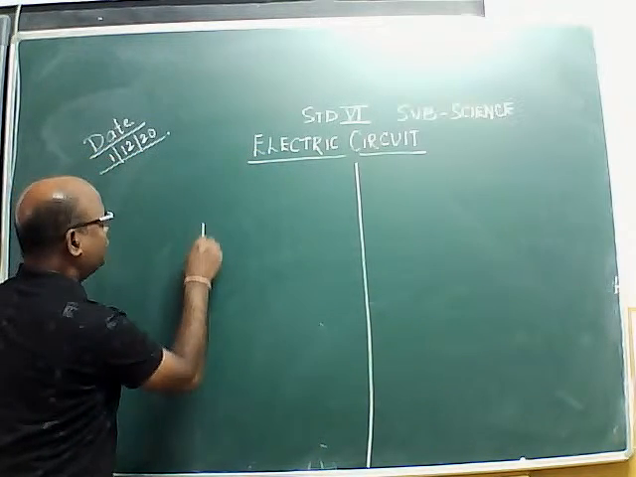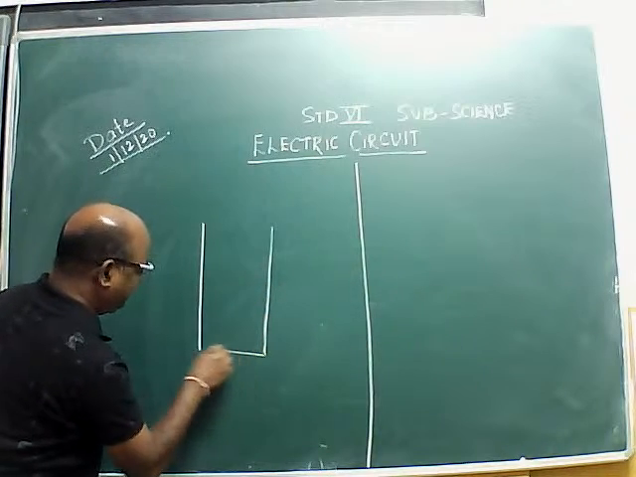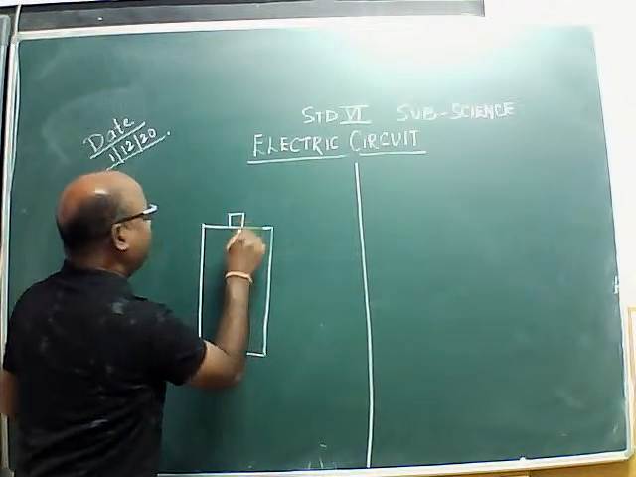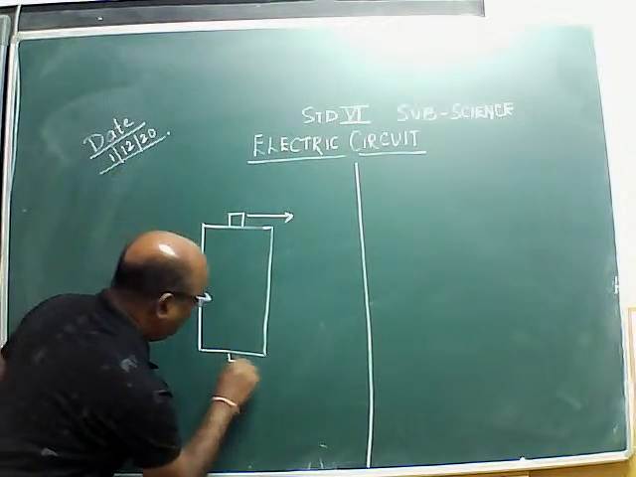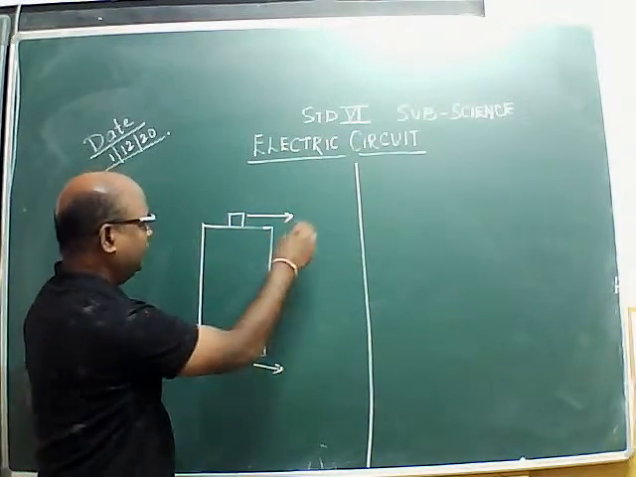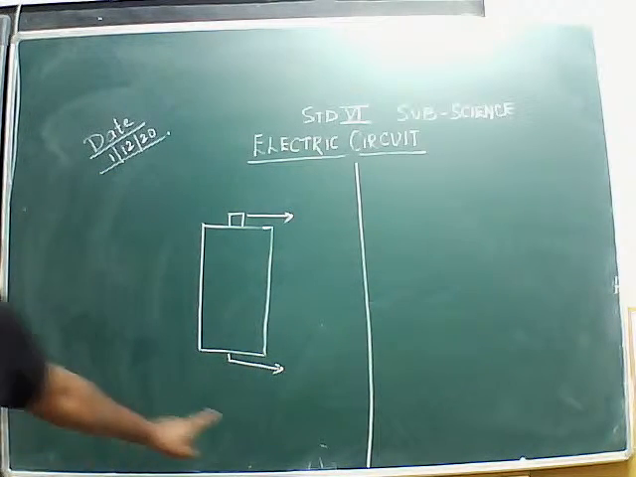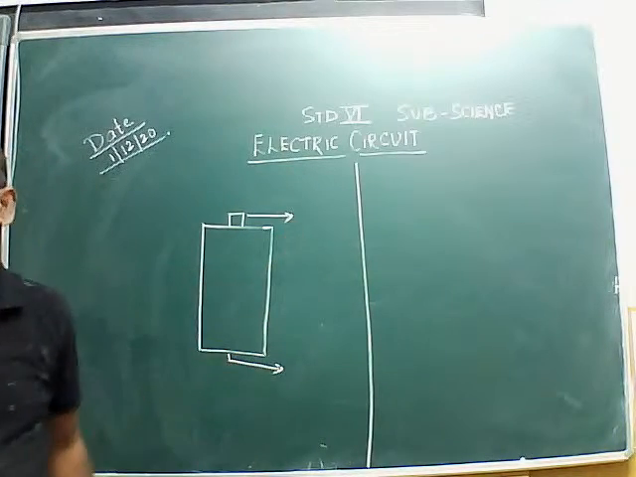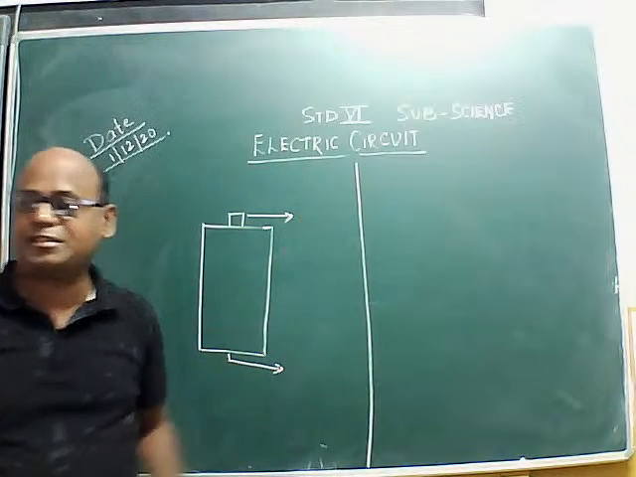First of all, I'll ask you questions on yesterday's work. This is the simple representation of the cell. Tell me, what do we call this point and this point? What do we call this terminal? One by one, give an answer.